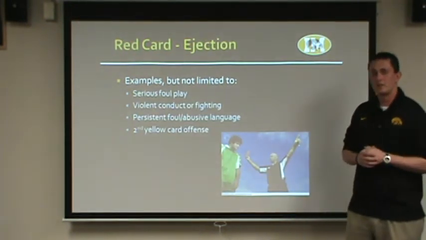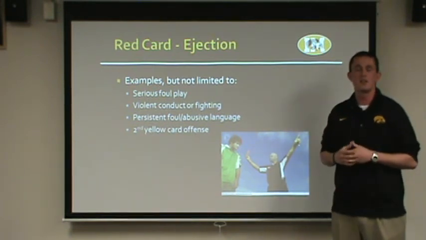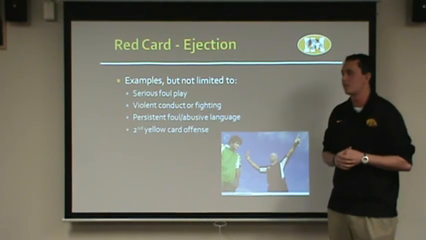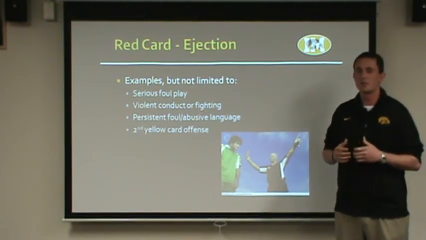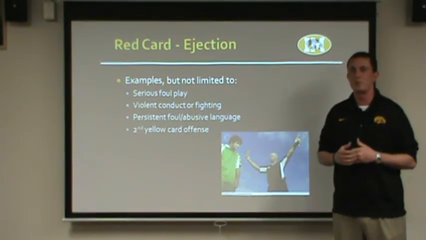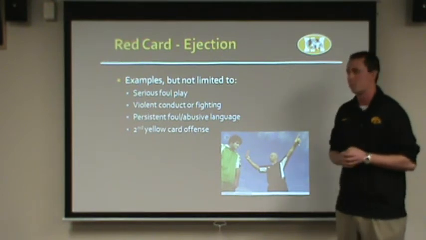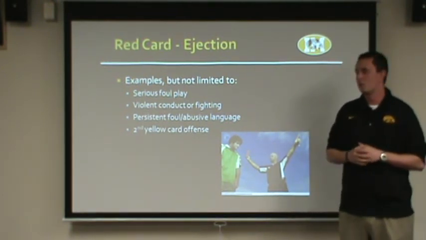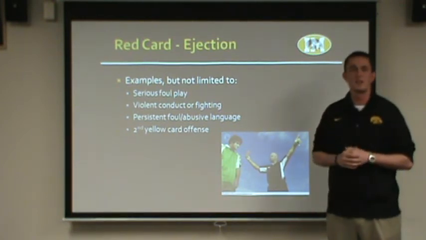A red card, a little more serious than a yellow card. If you get a red card, you're ejected from the game. Examples that may lead to one of these are serious foul play. If you're just being excessively rough out there and people are going to get hurt, we've got to get you out of the game. Violent conduct or fighting, persistent foul or abusive language, or a second yellow card offense.